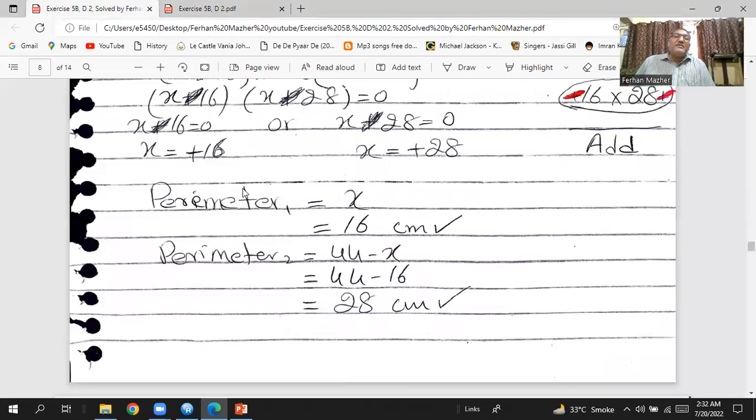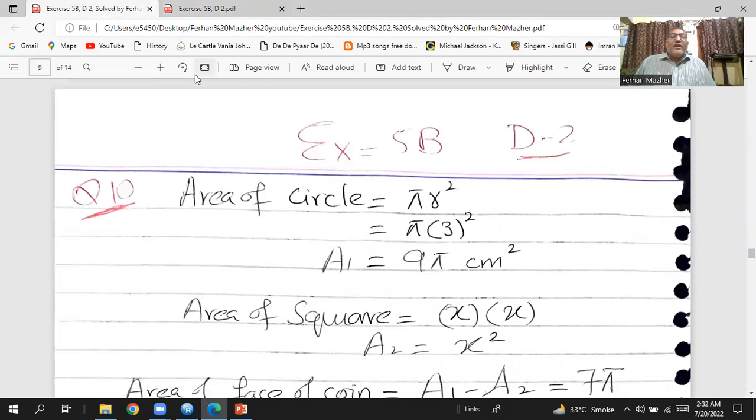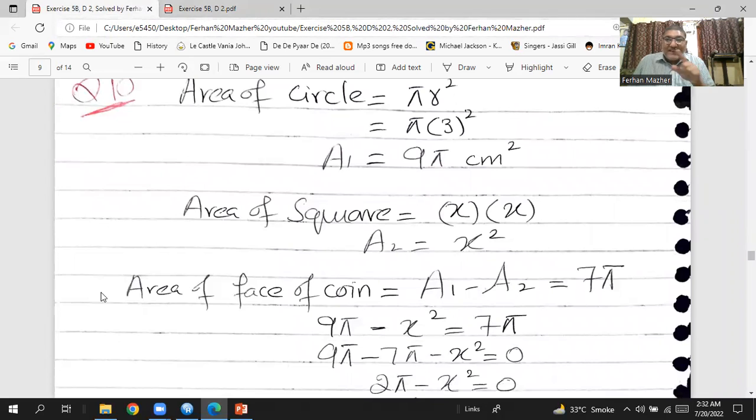Okay, so very simple. It's a simple and straightforward question. So area of the circle is pi r square. The radius of that circle is 3. So it will be pi 3 square, that will be 9 pi. The area of that square, which is to be cut from the center of the circle, its length is x. So it will be x into x, so x square.